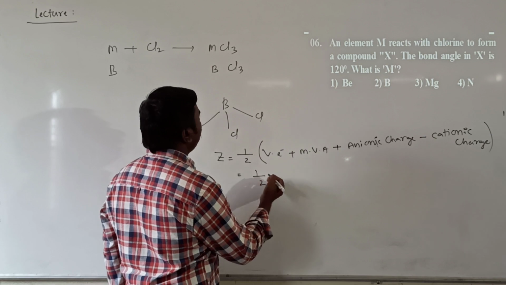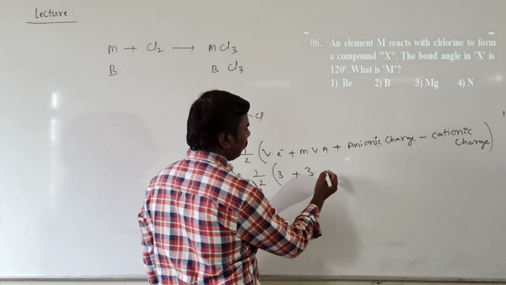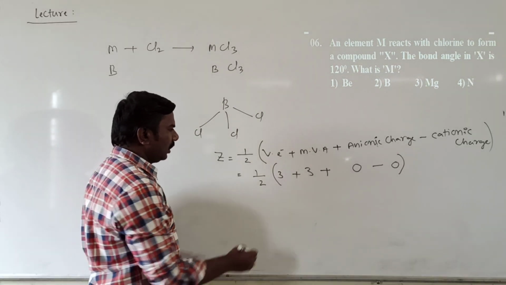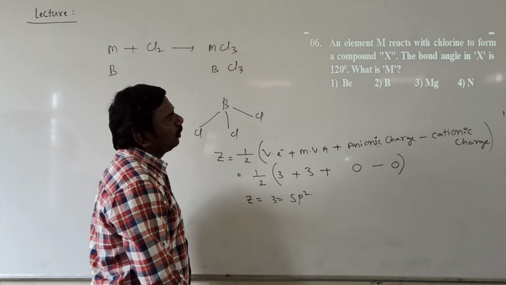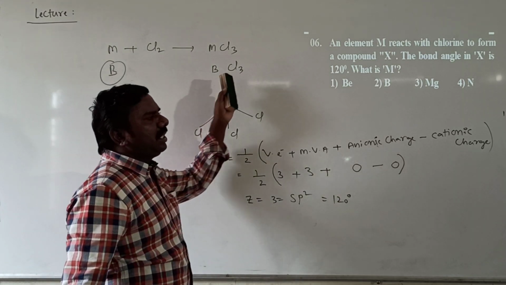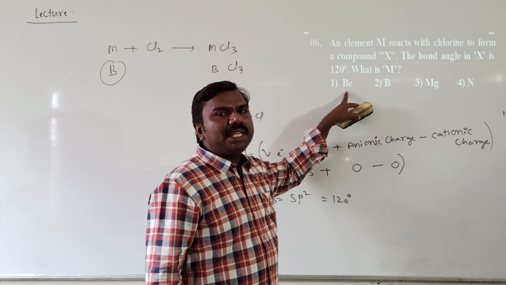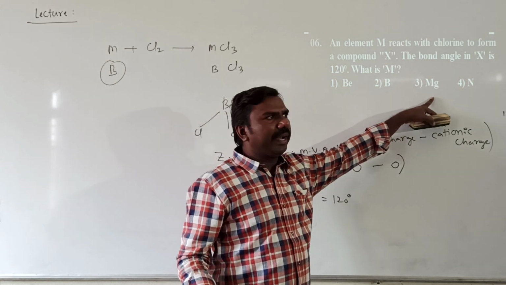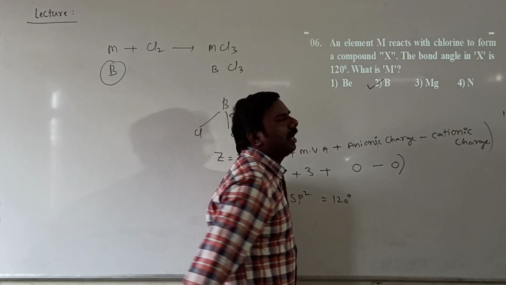Half into valency electrons of boron 3, monovalent atoms 3 chlorine atoms, plus no anion, no cation. Half into 6 will be 3. Z equal to 3 means sp2, and sp2 means the bond angle will be 120 degrees. If it is beryllium, BeCl2 is sp formed, but the bond angle is 180. Magnesium also 180. So that's why boron is the right answer.